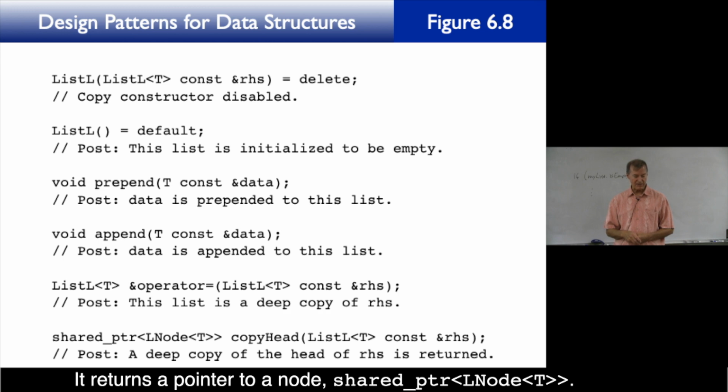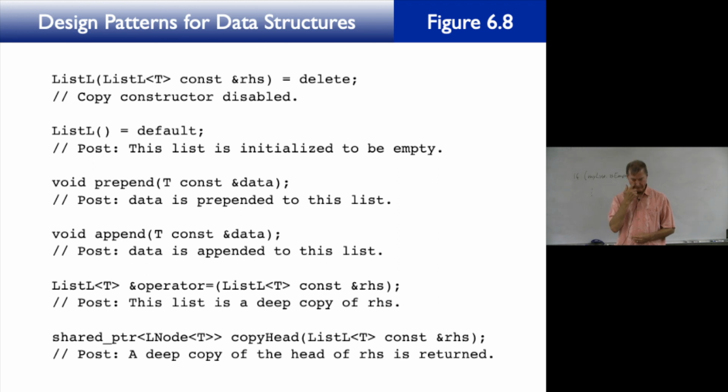Now what is the right-hand side? In copy head, is the right-hand side a node or a list? It's a list. It's a list L, right? So copy head is actually going to do the work of operator gets.